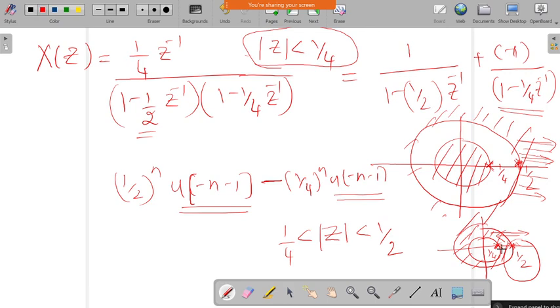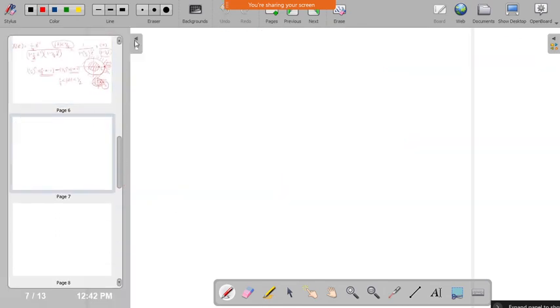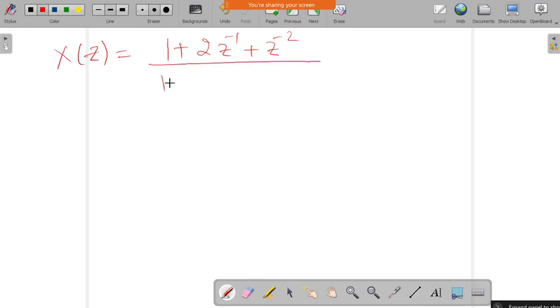Now you try to do the next one. Based on the ROC you need to be careful whether it is left sided or right sided and solve accordingly. Now take this X of z, which is equal to 1 plus 2 z inverse plus z power minus 2 over 1 minus 3 by 2 z inverse plus 1 by 2 z power minus 2.